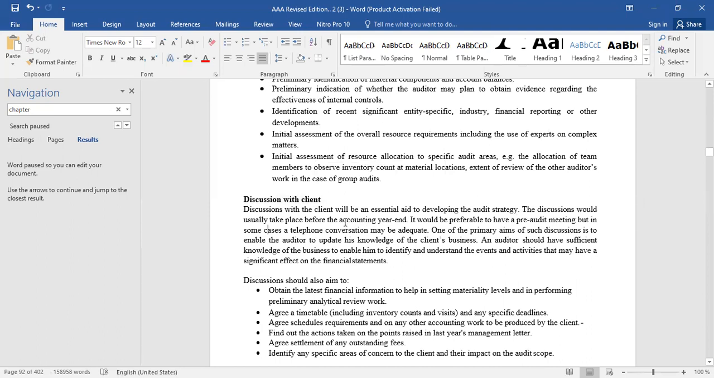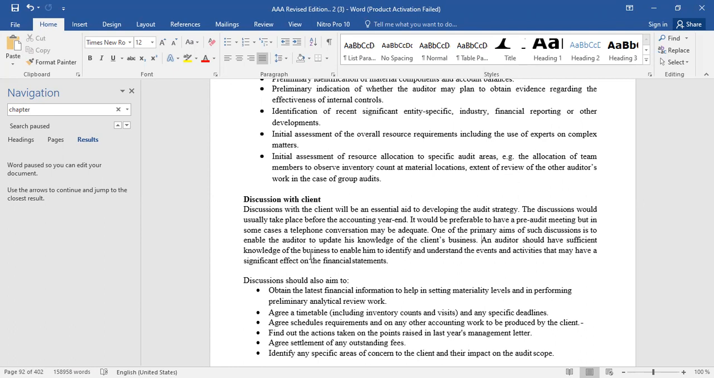The discussion will usually take place before the accounting year end. It will be preferred to have a pre-audit meeting with the client to make sense of some areas, which can be done through telephone where necessary. One of the primary aims of such discussion is to enable the auditor to update his knowledge of the client's business. The auditor wants to understand the client's nature of business well. An auditor should have sufficient knowledge of the business to enable him to carry out the audit. That actually requires a conversation or discussion before the date of audit.